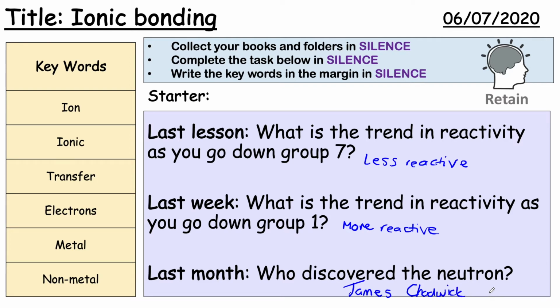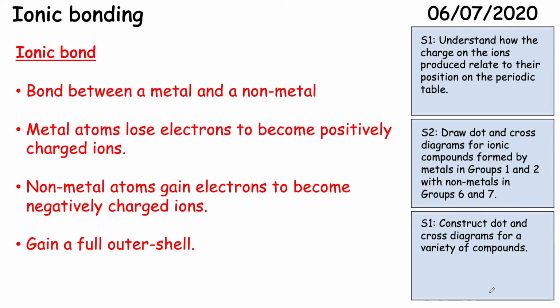Right, let's get on with today's lesson. So this is a definition, or a series of bullet points, that's going to explain ionic bonding, and I'll talk through them as we go. The important thing is that ionic bonding occurs between a metal and a non-metal. That's really important. This is the only type of elements that are involved in ionic bonding. Metals, for example magnesium, and a non-metal, for example oxygen, and they react together to form an ionic bond.